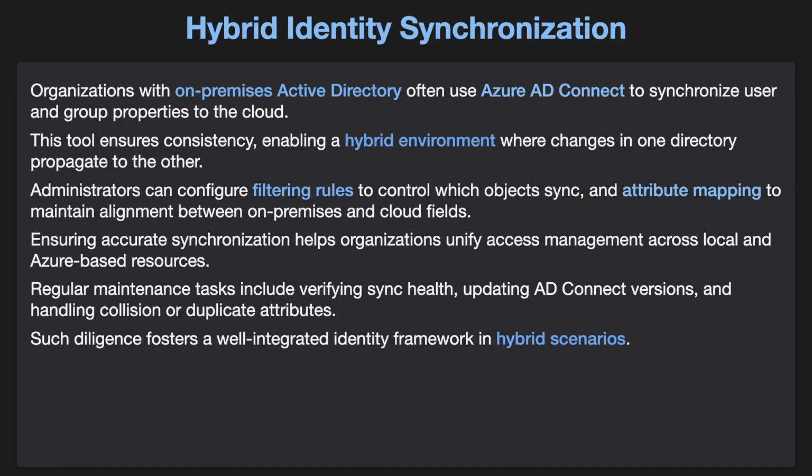Organizations with on-premises Active Directory often use Azure AD Connect to synchronize user and group properties to the cloud. This tool ensures consistency, enabling a hybrid environment where changes in one directory propagate to the other. Administrators can configure filtering rules to control which objects sync and attribute mapping to maintain alignment between on-premises and cloud fields. Ensuring accurate synchronization helps organizations unify access management across local and Azure-based resources. Regular maintenance tasks include verifying sync health, updating AD Connect versions, and handling collision or duplicate attributes. Such diligence fosters a well-integrated identity framework in hybrid scenarios.